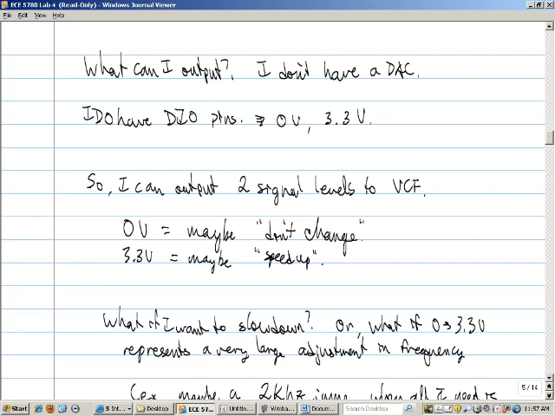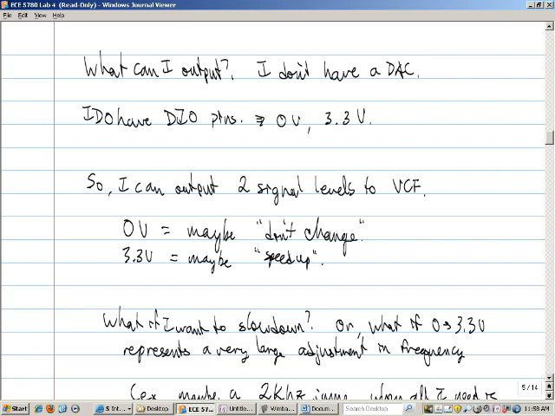There are the DIO pins, and we've already seen that you can supply an input to the TS7200 that ranges between 0 and 3.3, those two voltage levels, low and high. I can configure one of the DIO pins to be an output pin, and so I can output a 0 or I can output a 3.3. So with these two signal levels, maybe I can associate with the 0 volts the concept of don't change. If I have the TS7200 output 0 volts, that means tell the function generator don't change anything. Or in other words, the VCF is at 0 volts, so it's going to output the nominal frequency that it's already set to output.